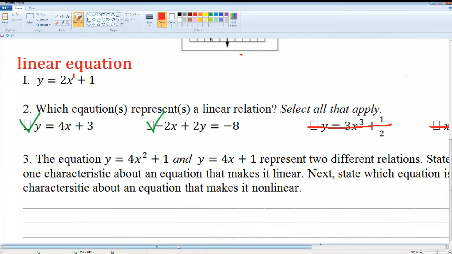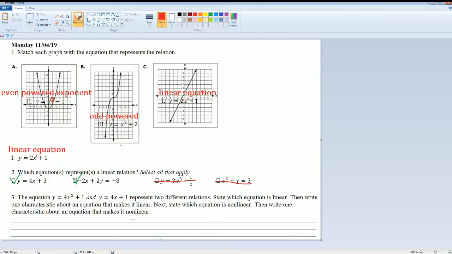So they say, take a look here. y equals x squared plus 1 and y equals 4x plus 1 represent two different relations. What are the criteria to tell the difference between linear and nonlinear? Okay, this was the core concept. All right, so I'm going to just remove this and we can actually type it.